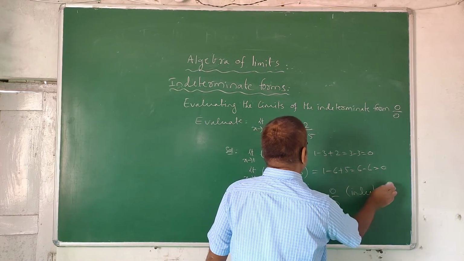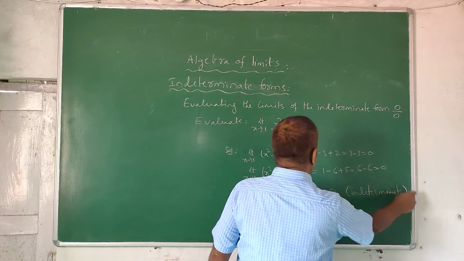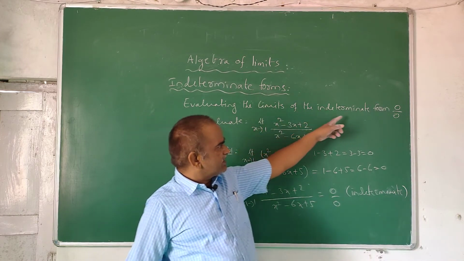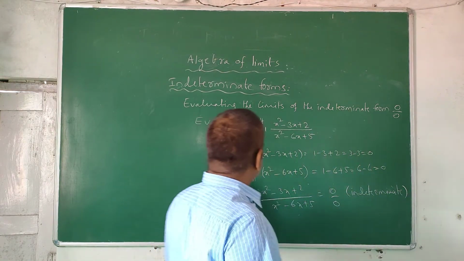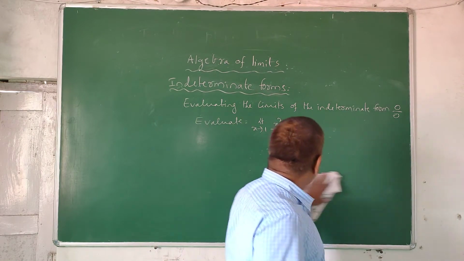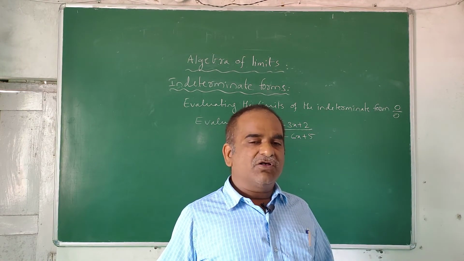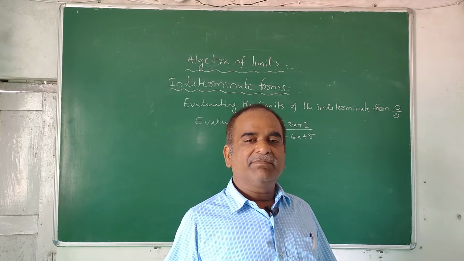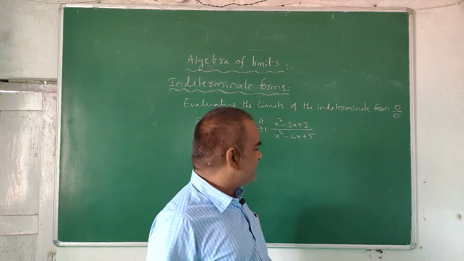But the limit should not be in indeterminate form. So now we are evaluating the limit of a function which takes the indeterminate form 0 by 0. Okay, so how to evaluate? You see here, I'll explain. As you got indeterminate form, you should not stick to that value, because indeterminate form cannot be the answer for a limit problem. So how we have to change the approach and evaluate the limit, you see here.